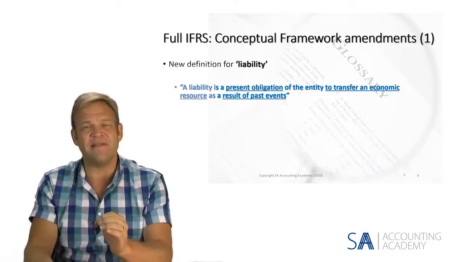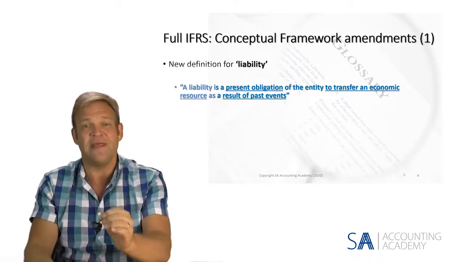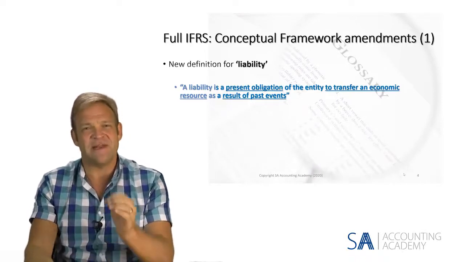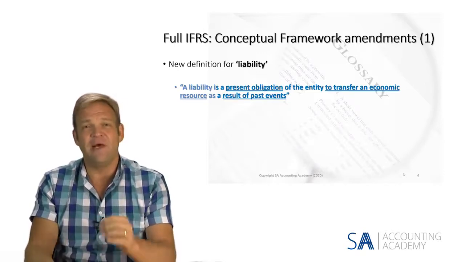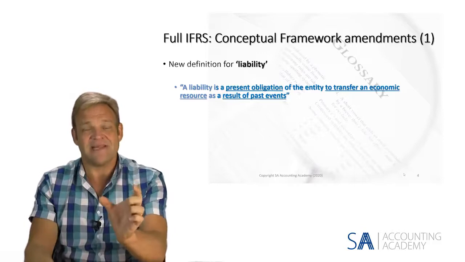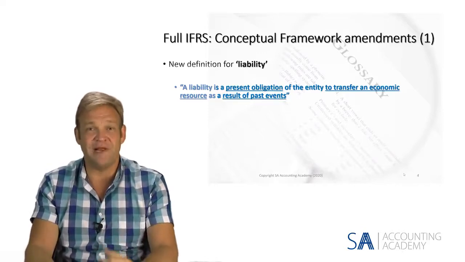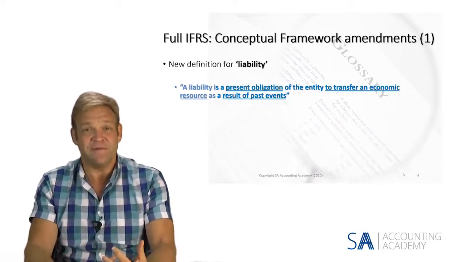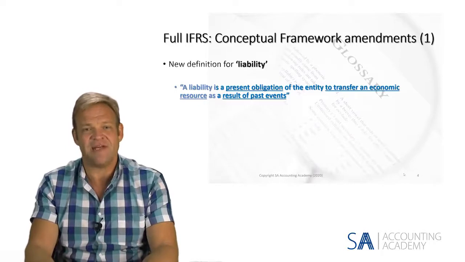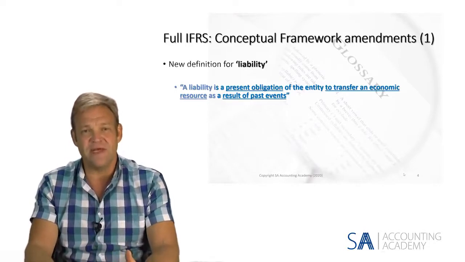The one aspect that the uncertainty cannot be left unaddressed for would be the present obligation, because the definition of a provision is that it is a liability, and therefore a liability must have a present obligation in respect of the definition of a liability in terms of the framework. So a liability in terms of full IFRS is still a present obligation of the entity to transfer an economic resource as a result of past events.